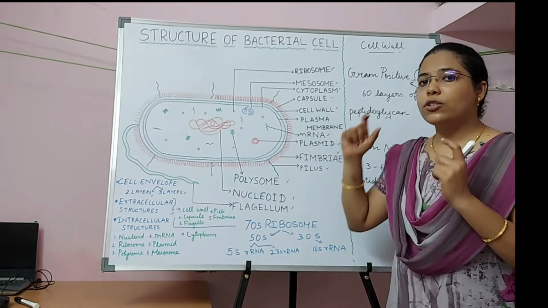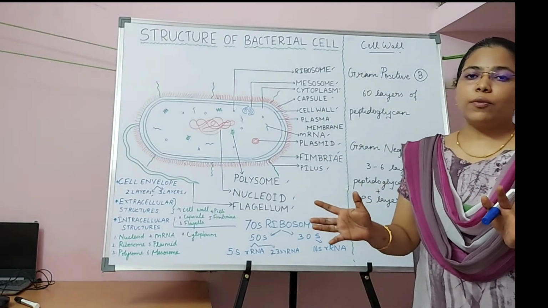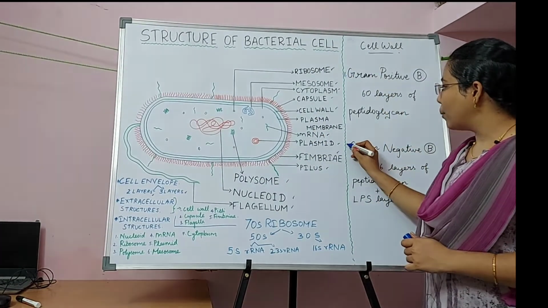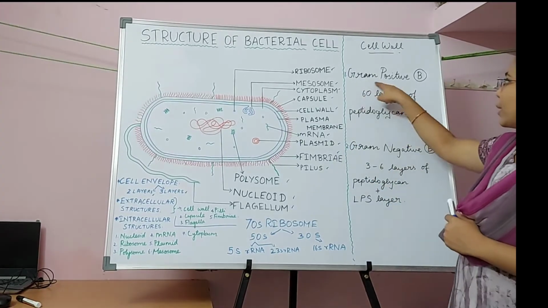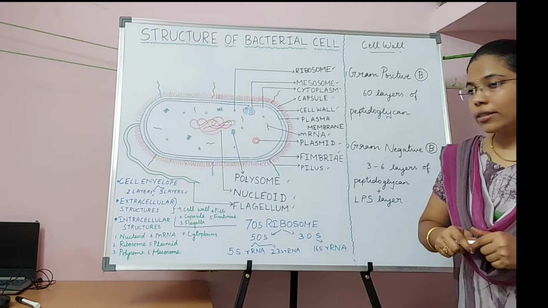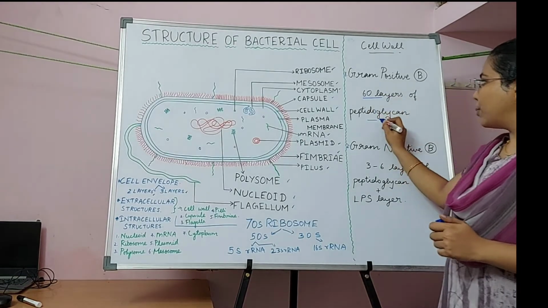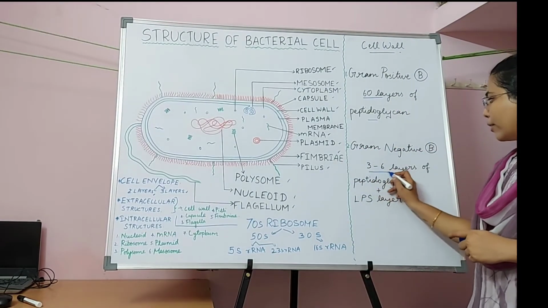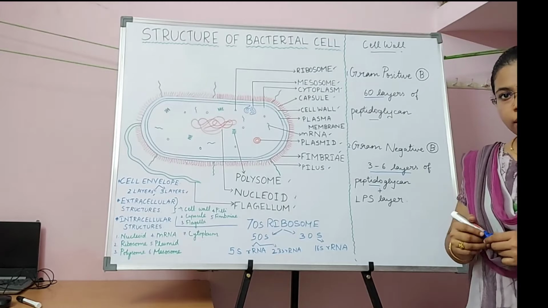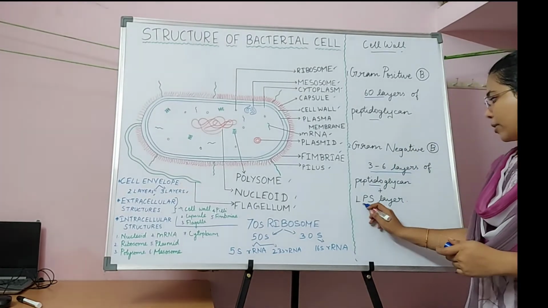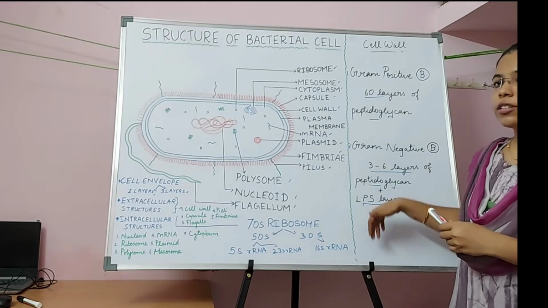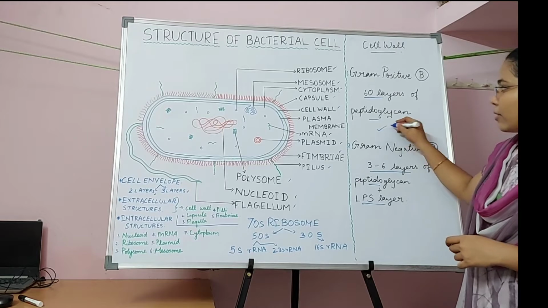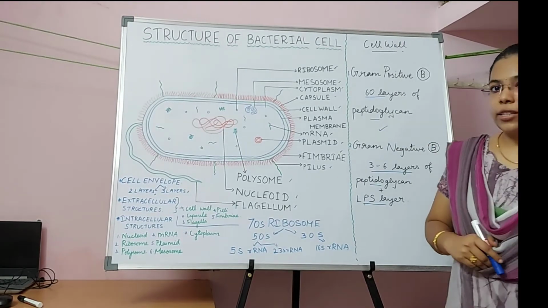Based on the composition of cell wall, bacteria can be classified into two categories. One is gram-positive bacteria, the other is gram-negative bacteria. Gram-positive bacteria are the ones which have nearly 60 layers of peptidoglycan in their cell wall, whereas gram-negative bacteria will have only 3 to 6 layers of peptidoglycan, which are in turn surrounded by lipopolysaccharide layer. This is the major difference between gram-positive bacteria and gram-negative bacteria. In detail, the structure of these we will cover in the next video.